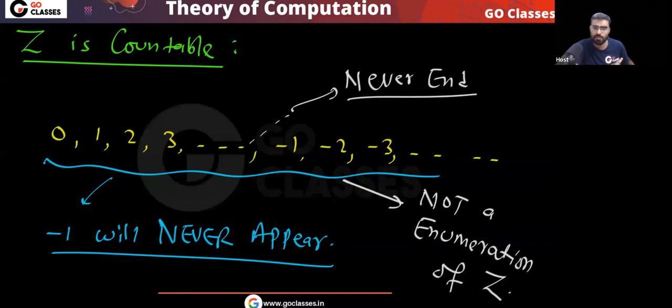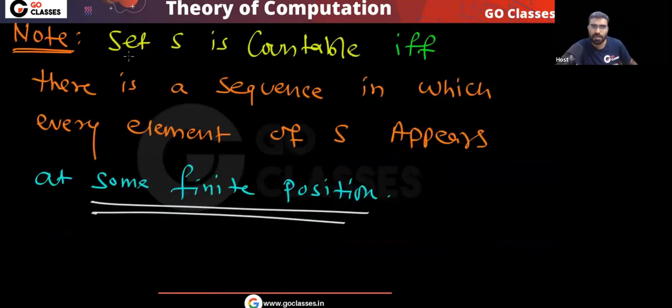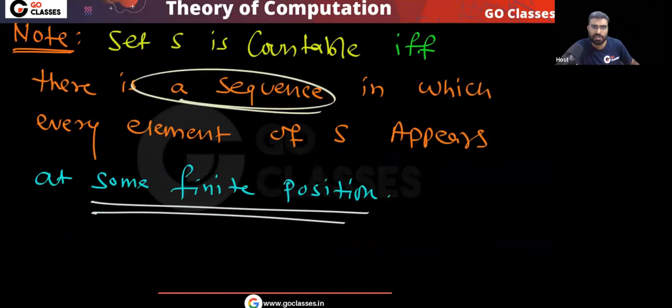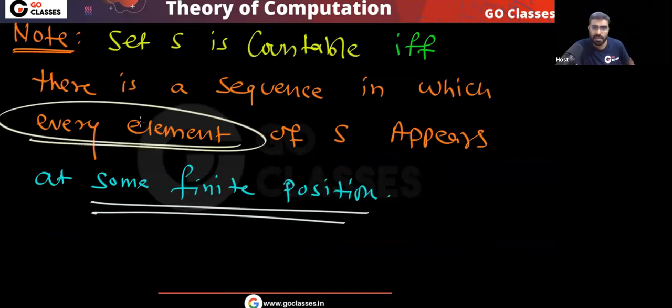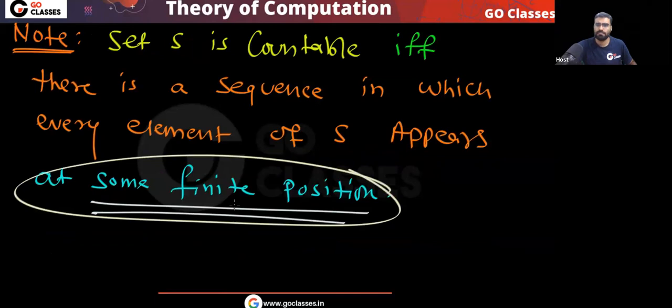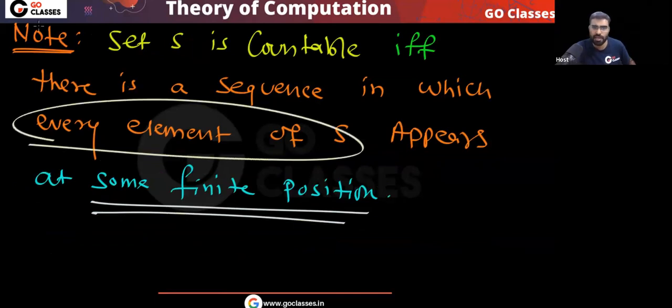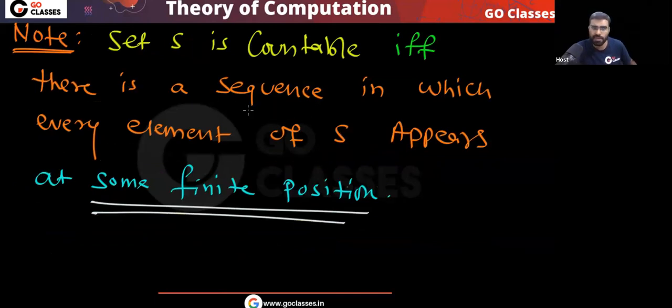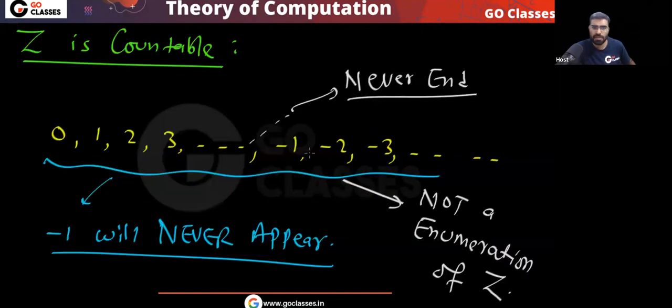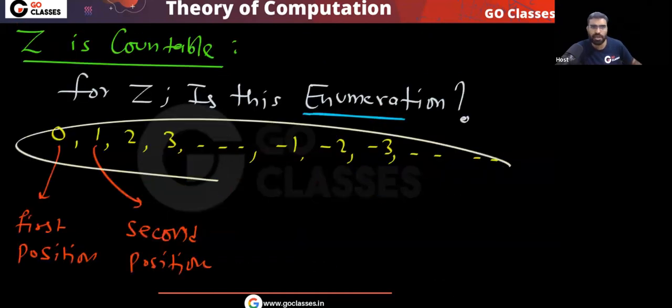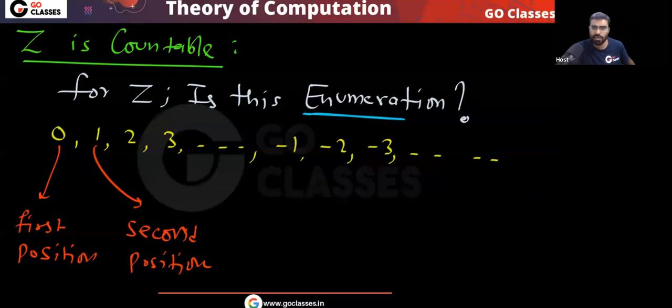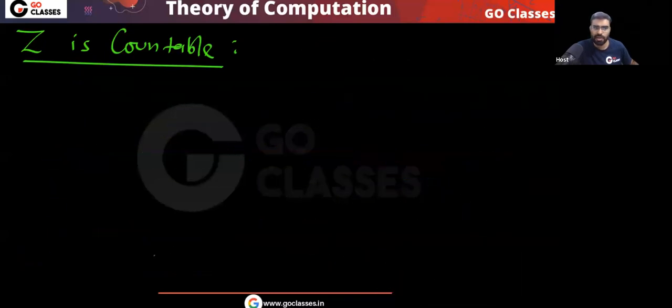This is the definition. Please read it. Set S is countable if and only if there is a sequence in which every element appears at some finite position. Every element of S should appear at some finite position. So did you understand that this is not an enumeration? Can you give me some other enumeration?